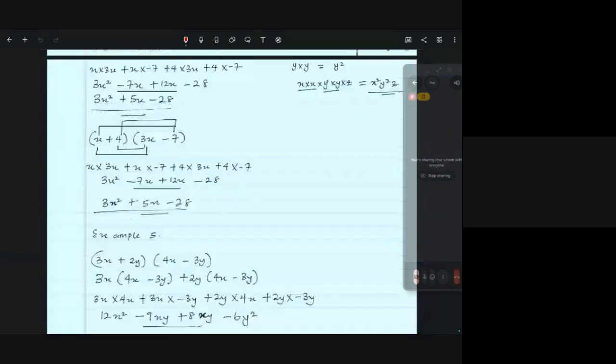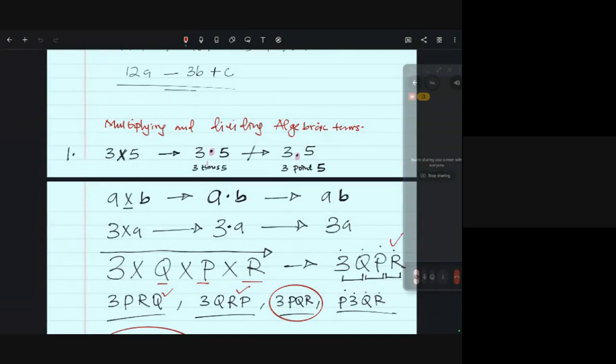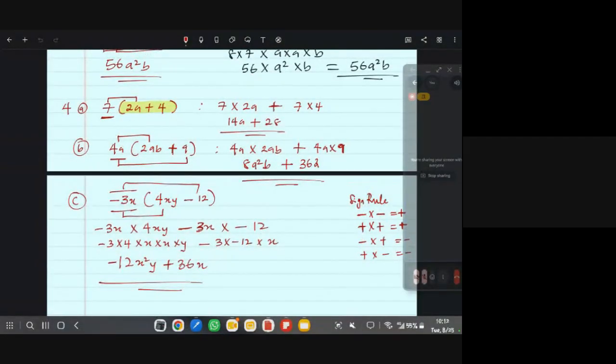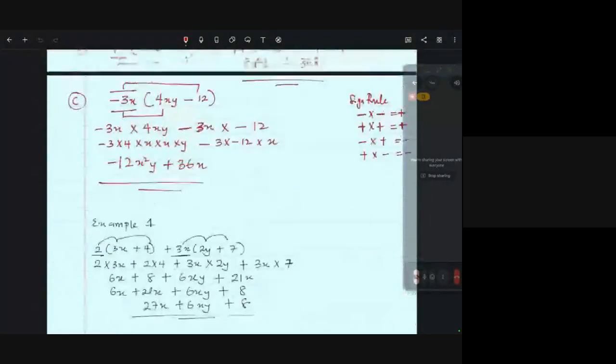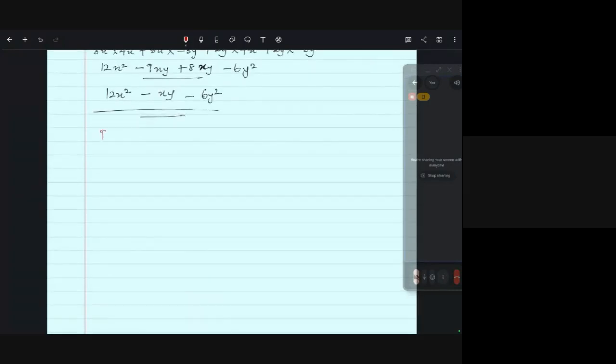So far, we have studied how to multiply and divide algebraic terms. In today's lesson, we are going to continue from where we stopped in the last lesson, which was on multiplying algebraic terms. So we've looked at different ways of doing that. Today's lesson will be looking at division of algebraic terms.